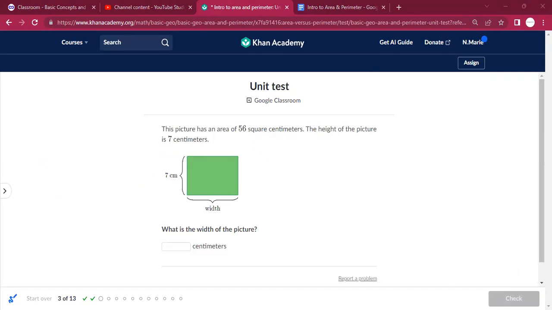The picture has an area of 56 square meters. The height of the picture is 7 centimeters. What's the width? So 7 times what gets you 56? 7 times 8.